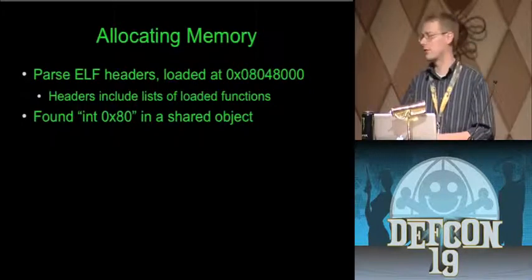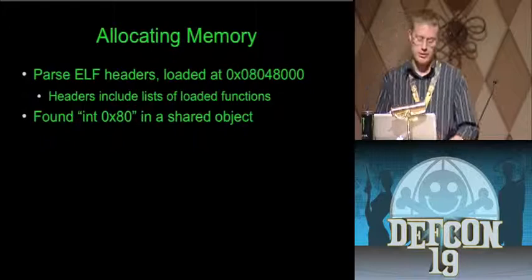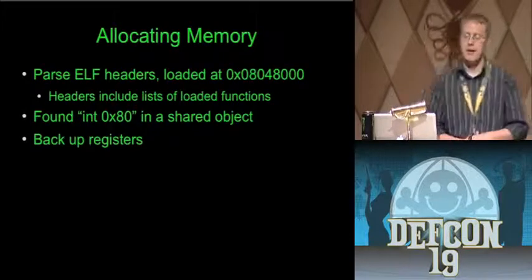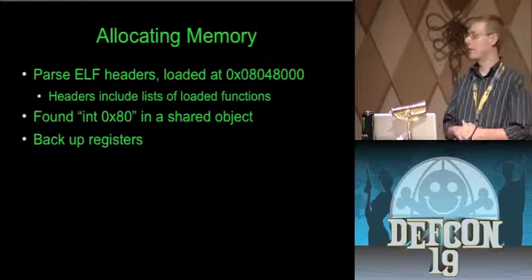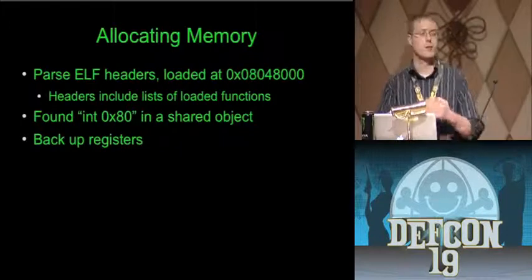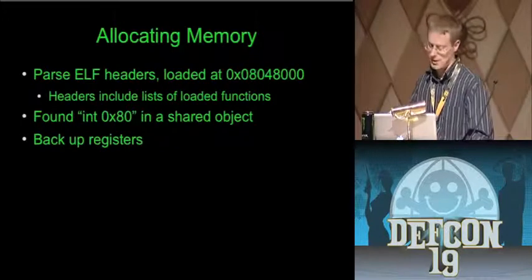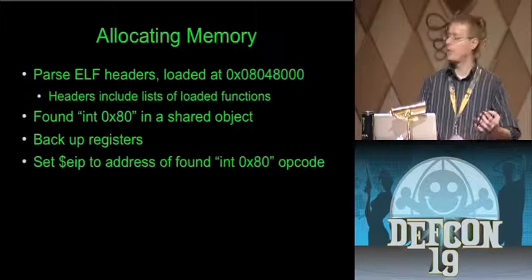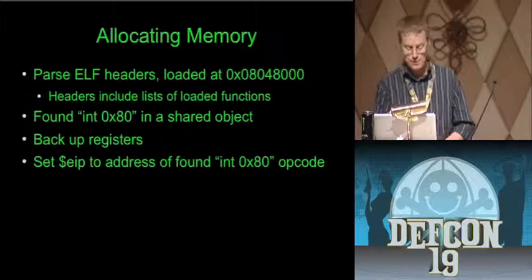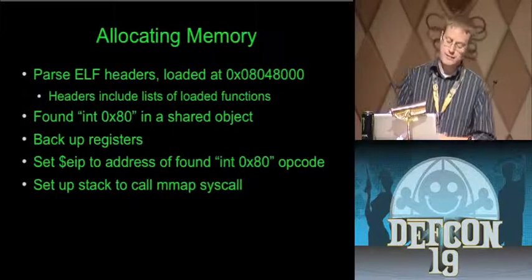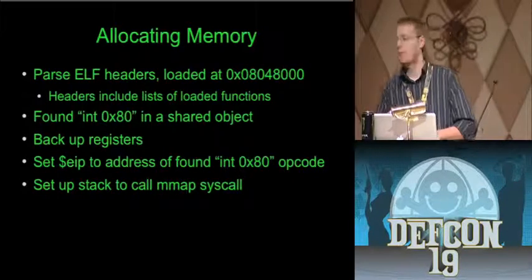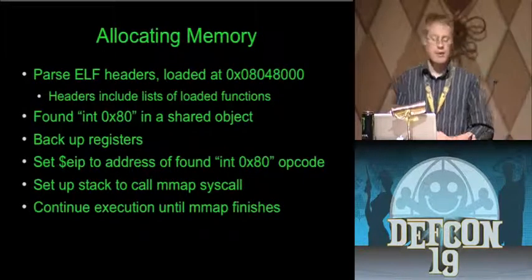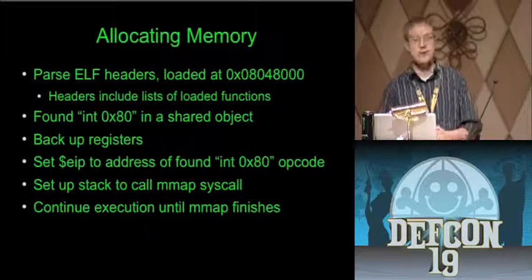I saved you all the nitty-gritty details because it's boring. And so we found int80 in a shared object, and we backed up the registers. We're going to mess with some of the registers here, and we backed them up. We're going to set EIP to the address of where we found int80, and we're going to set up the stack to call the mmap system call. We're going to continue execution until mmap finishes.